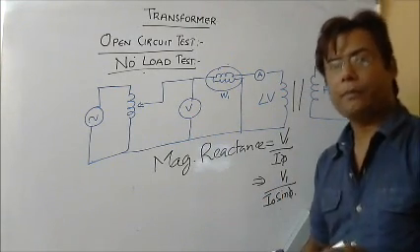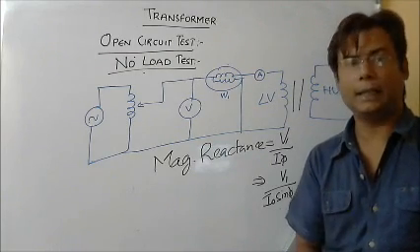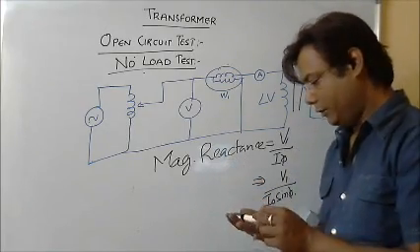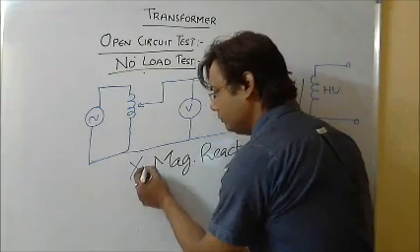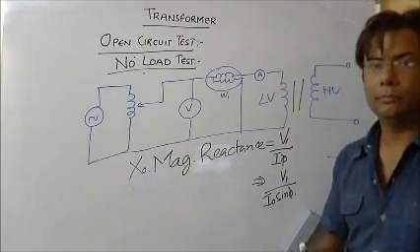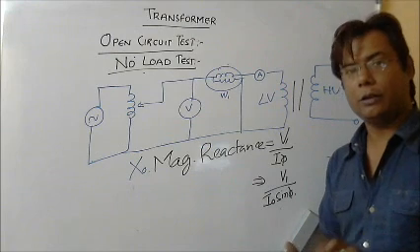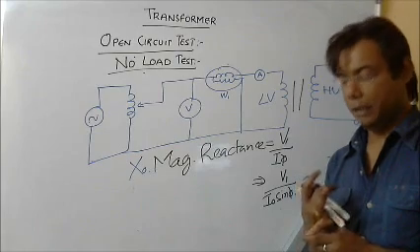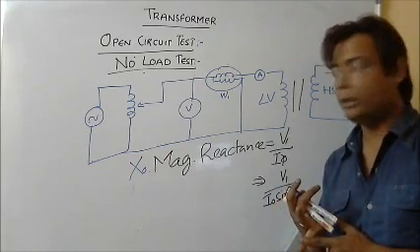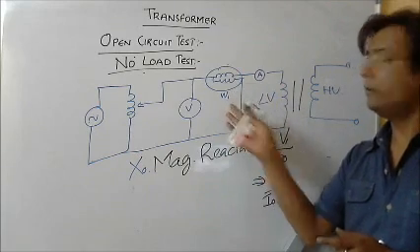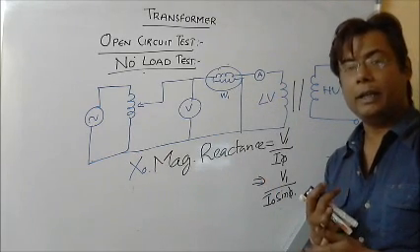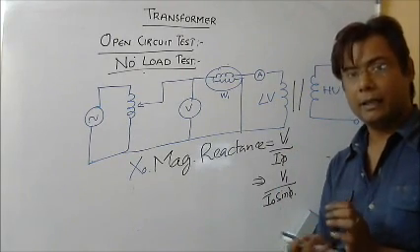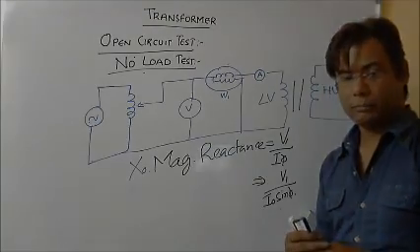So we have seen four things here in the open circuit test. One thing, I will get R0 and X0, the shunt branch parameters. Second thing, I will get the core losses from the W1 wattmeter reading, and thirdly, I will get I0, which is called the magnetizing current. These four things are found in the open circuit test.